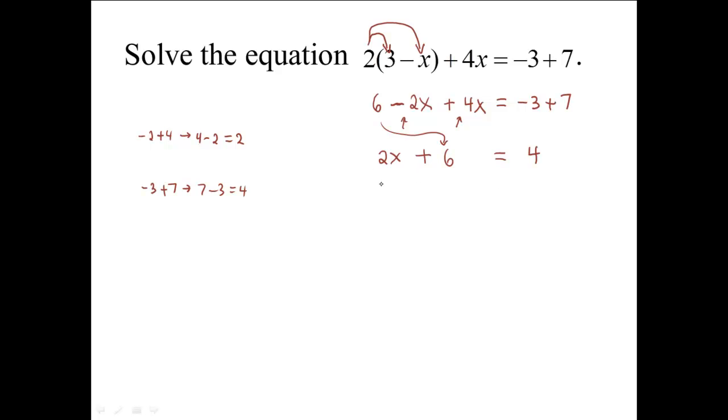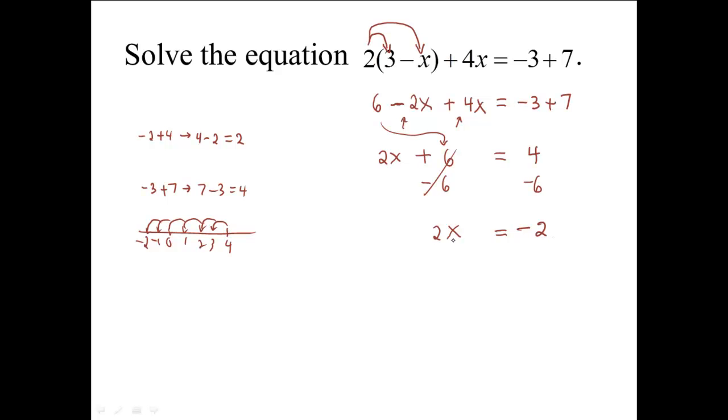To isolate this x term, we will subtract 6 from both sides of this equation. 6 minus 6 is 0. 2x plus 0 is simply 2x. And we have 4 minus 6. If we're at 4 on the number line, we subtract 6. 1, 2, 3, 4, 5, 6. We wind up at negative 2. 4 minus 6 is negative 2.